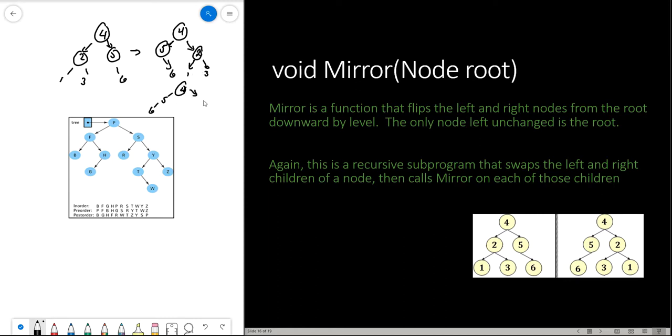And then we do the same thing for the right child. We say, hey, 2, you mirror your children. 2 says, okay. So now my 3 is on my left, and my 1 is on the right. And that's all it is. So it's just do the flip, call mirror on each child. Do the flip, call mirror on each child.